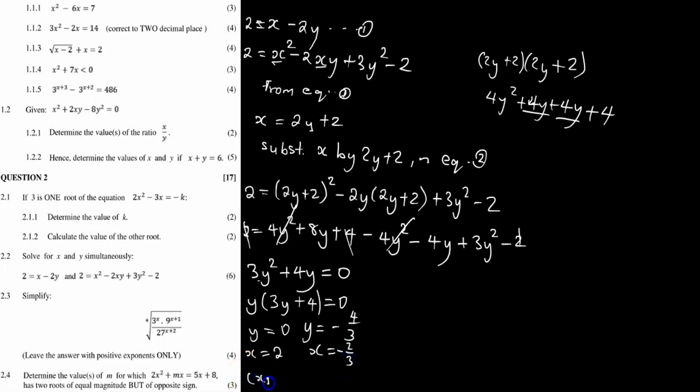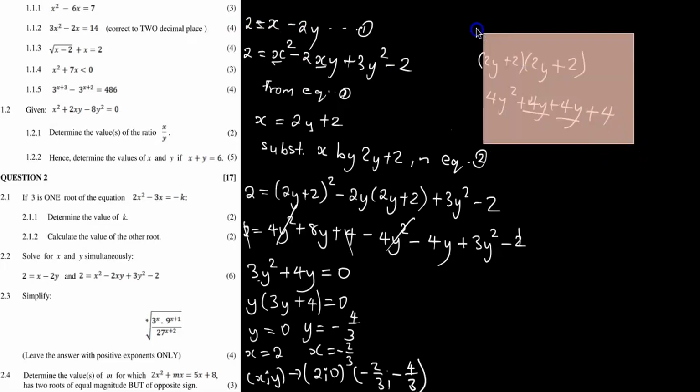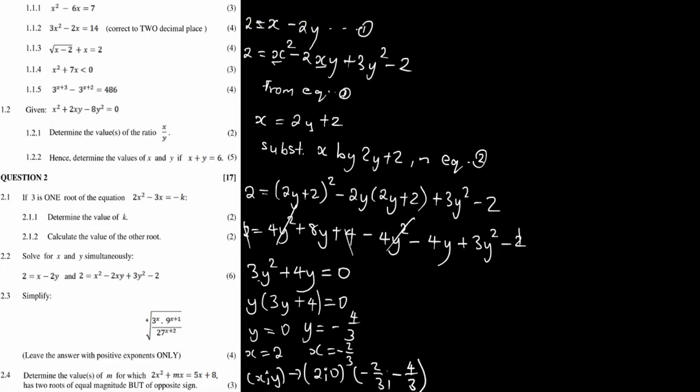So your x and y are 2 and 0, and negative 2 over 3 and negative 4 over 3. So you can just substitute this into the original equation and see if it makes the equation true or not. And if it doesn't, you know that your answers are not correct.